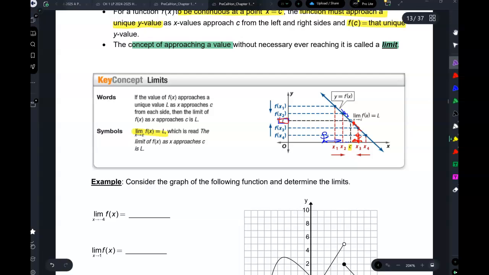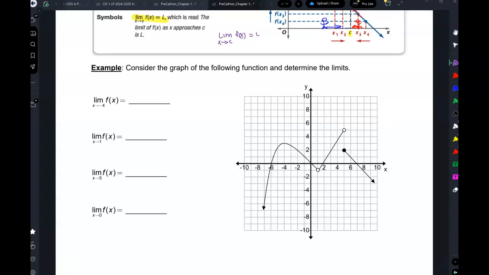Okay? So, the limit of f of x, that's how we read it, the limit of f of x as x approaches C is L. Okay, that's how we write it.